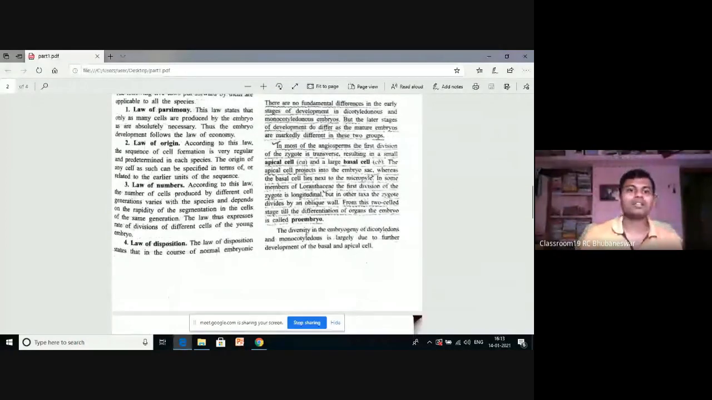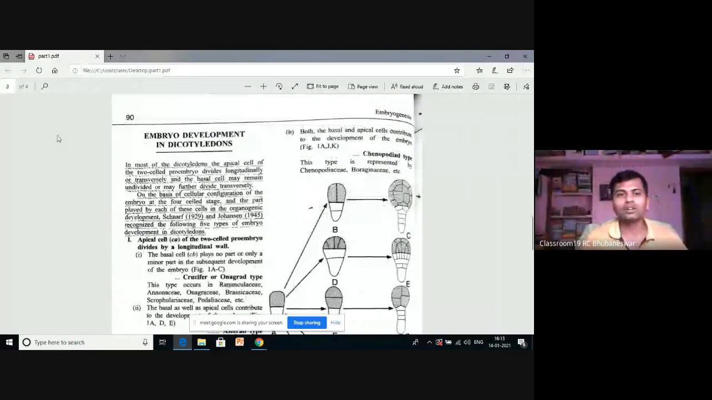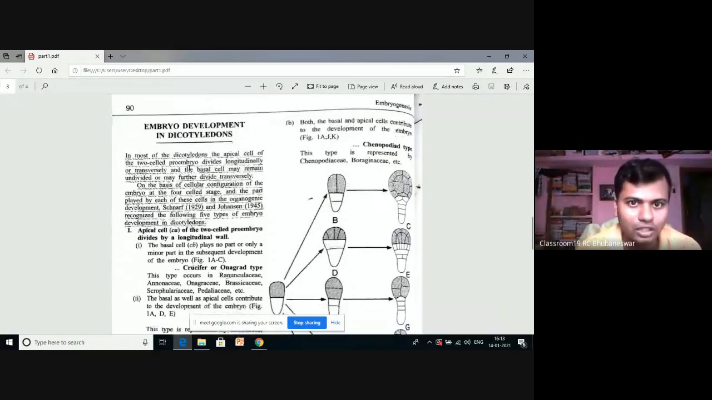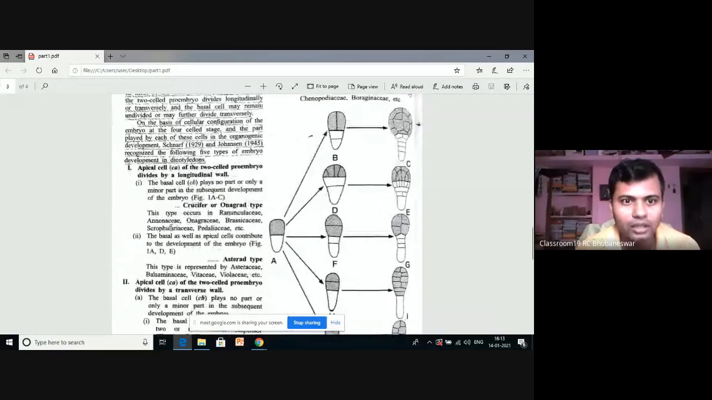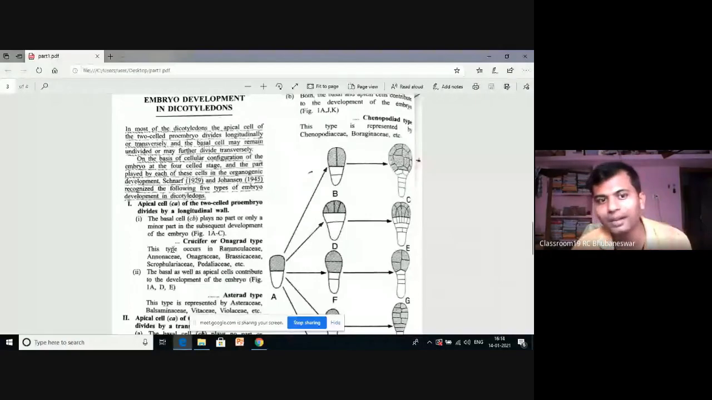Now come to the development of the embryo in monocot and dicot. The embryo development of monocot and dicot is nearly the same in the initial stage, but later it varies. Here we have five types of embryo development from the zygote, according to Schnarf and Johansen in 1945. They are divided on the basis of which cell participates in the development of the embryo, whether apical cell or basal cell, and whether they divide transversely or longitudinally.